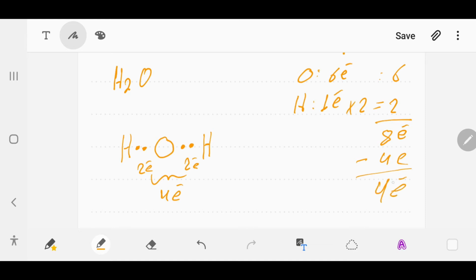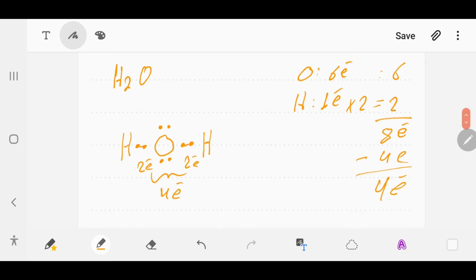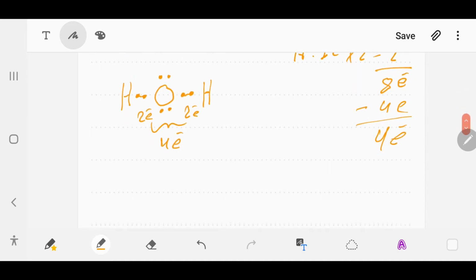We rearrange the 4 electrons around oxygen like this. So this is the skeleton structure for H2O, and we can redraw it this way. O, H, H. This is the structural formula. And we don't write the unshared electrons here.